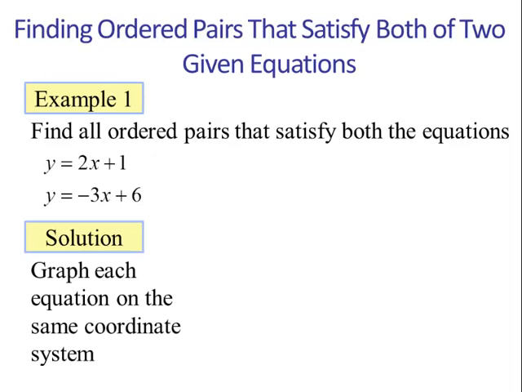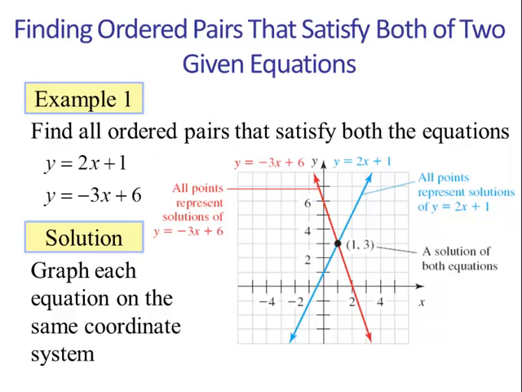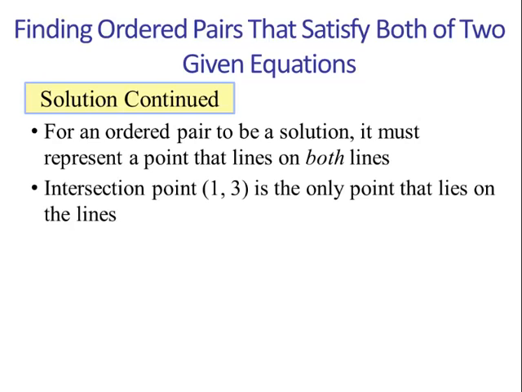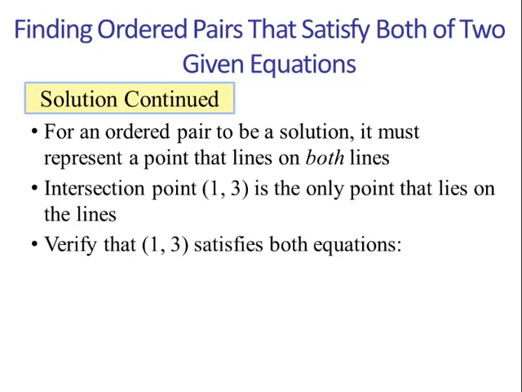Solution: graph each equation on the same coordinate system. The blue line is y equals 2x plus 1. The red line is y equals negative 3x plus 6. The point that they have in common is (1, 3). So (1, 3) is a point that's on the blue line, and at the same time it's on the red line. For an ordered pair to be a solution, it must represent a point that lies on both lines. The intersection point (1, 3) is the only point that lies on both lines.